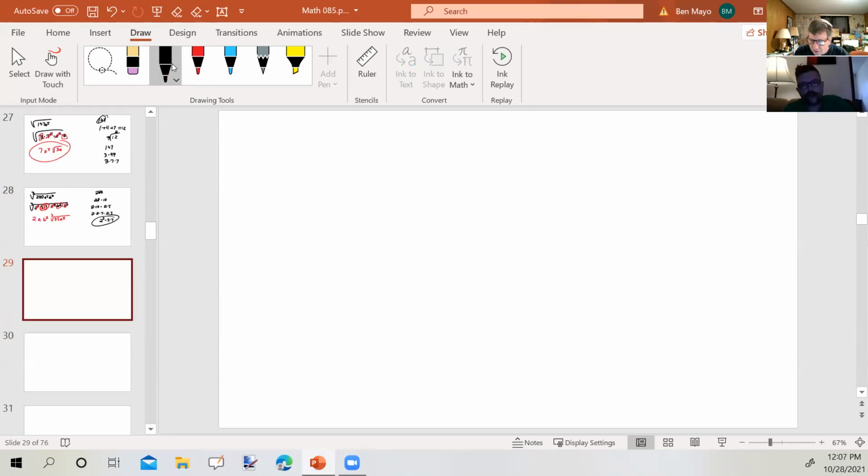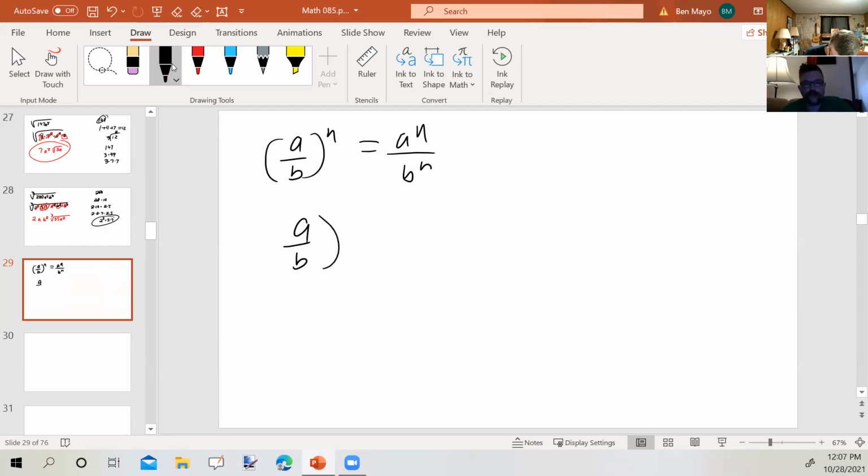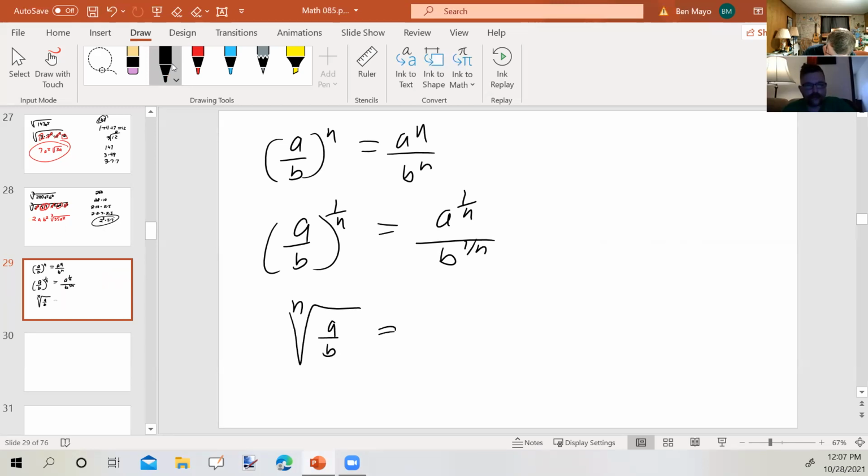Second rule that we already know, but in a different form. A quotient raised to a power, you attach the outside exponent to both the numerator and the denominator. So if I had a over b to the 1 over n power, that would be a to the 1 over n all over b to the 1 over n. But if I rewrite this in radical notation, that would be the nth root of the quotient a over b is the nth root of a over the nth root of b.